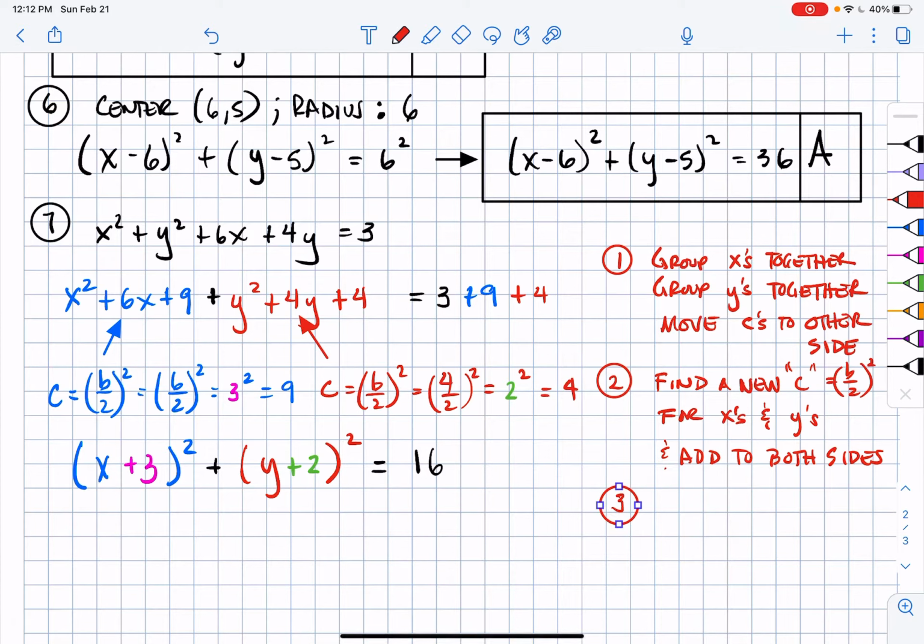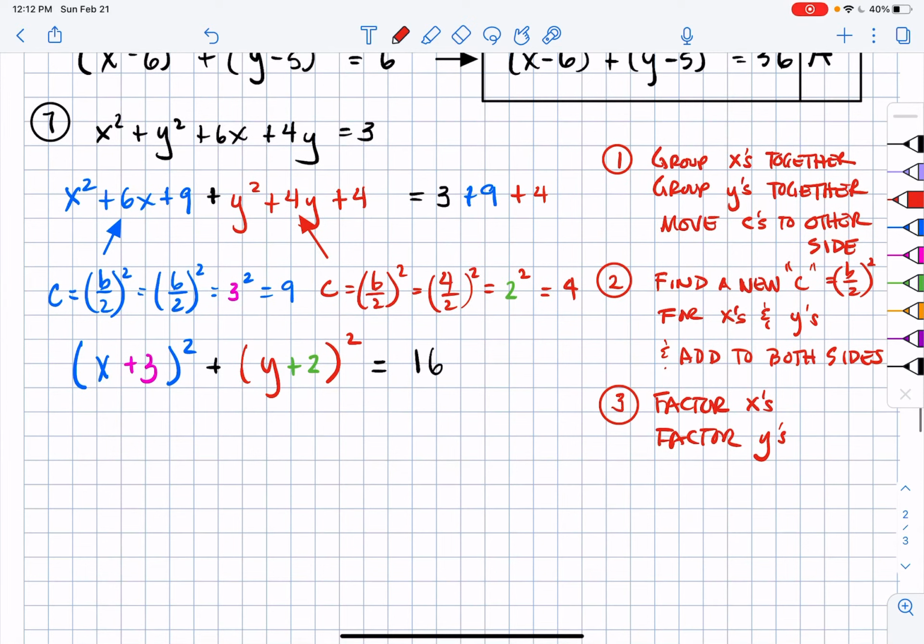Okay. And then last, we had to factor the x's, factor the y's, and add or subtract on the other side. Okay, so there it is. So those are my steps for doing that.